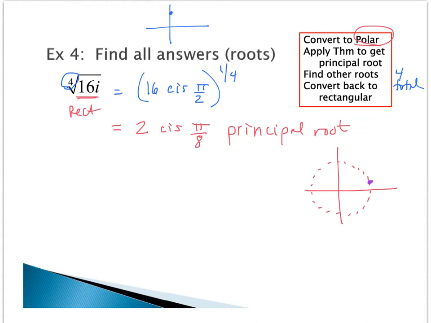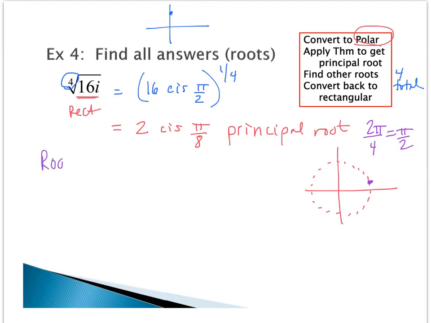Now to get the rest of the spacing, we have to take our full circle and divide it by 4, which gives me pi halves. So what I'm going to do is add pi halves 3 more times to get the rest of the angles around the circle.